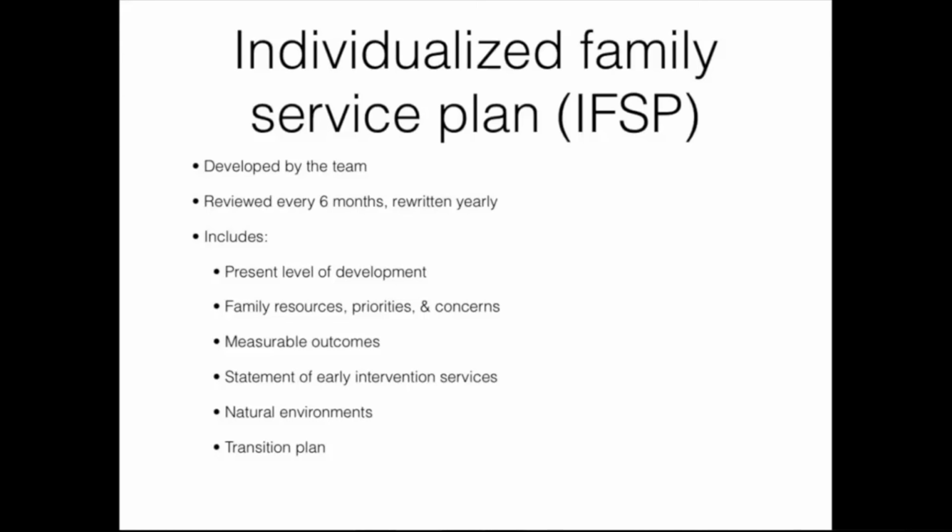The IFSP also includes a statement of the early intervention services, so physical therapy, occupational therapy, speech therapy, etc. Documentation of the natural environments where those services will be provided, and every IFSP includes a transition plan. And remember, children transition to Part B public school services on their 3rd birthday. So every IFSP includes some planning for a transition, although obviously that becomes more detailed as the child gets older.